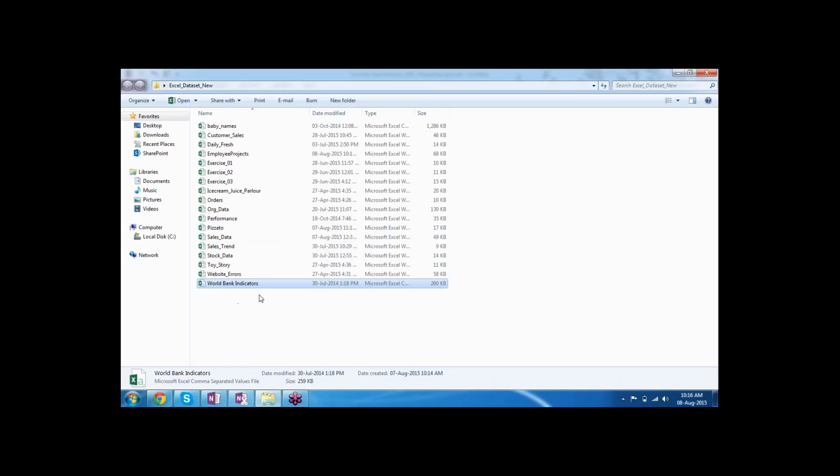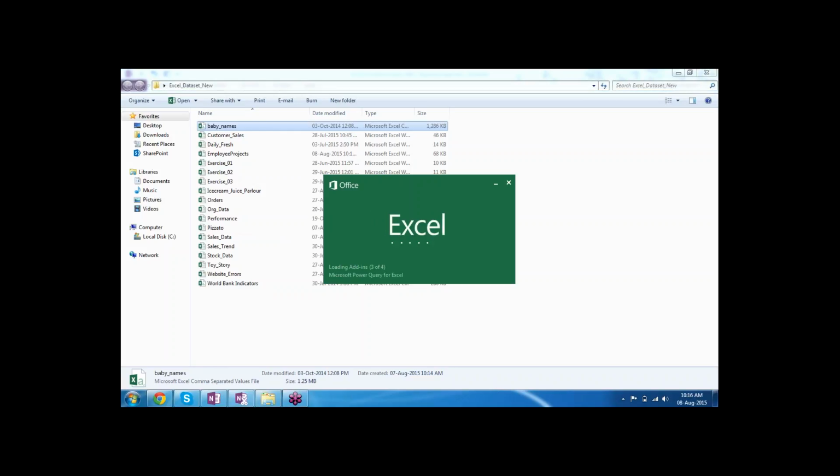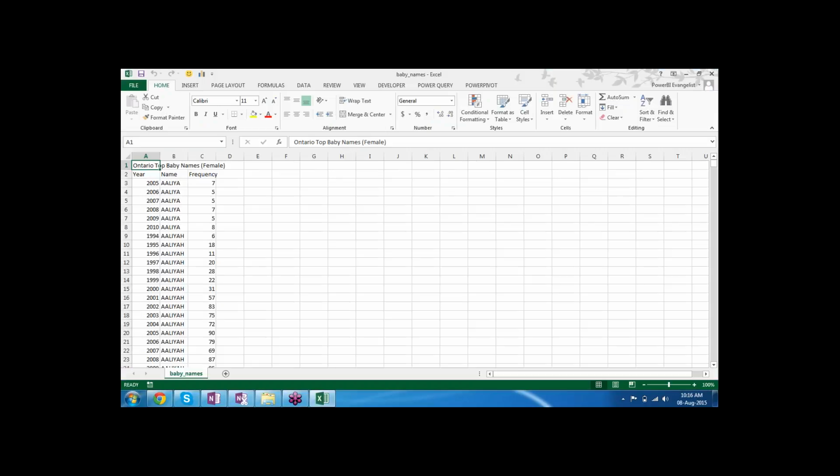Now, apart from this World Bank indicators, I also have got something very interesting, because to show you the spark lines properly, I required a huge database which is spreading into years. I found one database like that, and I have passed it on to you as a part of this data set. You may have a look at this particular data. The file name is baby names. If you open this baby names, I will tell you what this is all about.